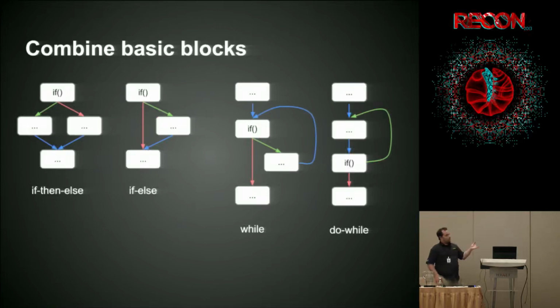And so here's a couple of control flow structures that you can easily recognize. Like you have the basic if and if else. You have the couple of loops, and then you do that recursively, and you end up with clean code that you can read as a programmer.